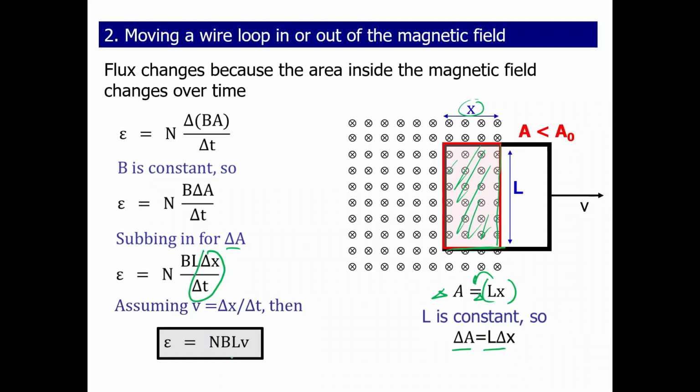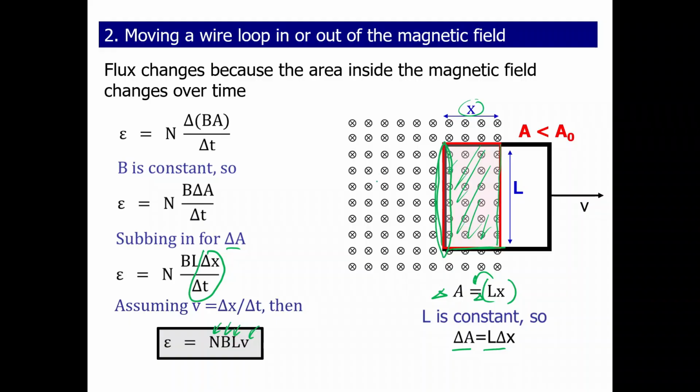So this is kind of cool, because this tells us that we just need to know the length of the portion that is in the field. We don't even need to know the whole area. Just what is the length of that side that stays constant? What is the speed that it's going through? And how many loops do we have? So the bigger the N, the bigger the magnetic field, the bigger L, and the bigger V, we're going to get a bigger induced EMF and therefore a larger current.